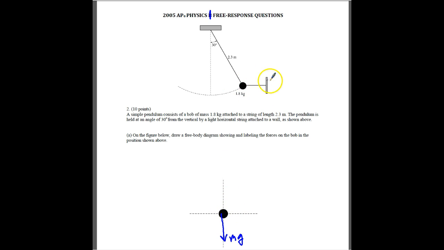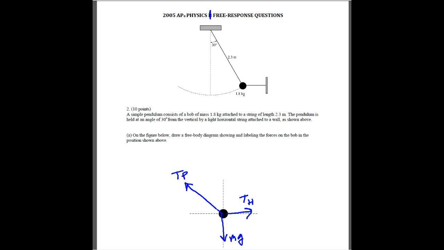Notice that we have attached right here to the wall is a string, and then it goes to the ball. So there's got to be some tension going in this direction. So we're going to call it TH for horizontal tension. And then we've got one more coming out at an angle, and that one we're going to call TP for the pendulum string. It's another tension. So now we have everything we need for that part.